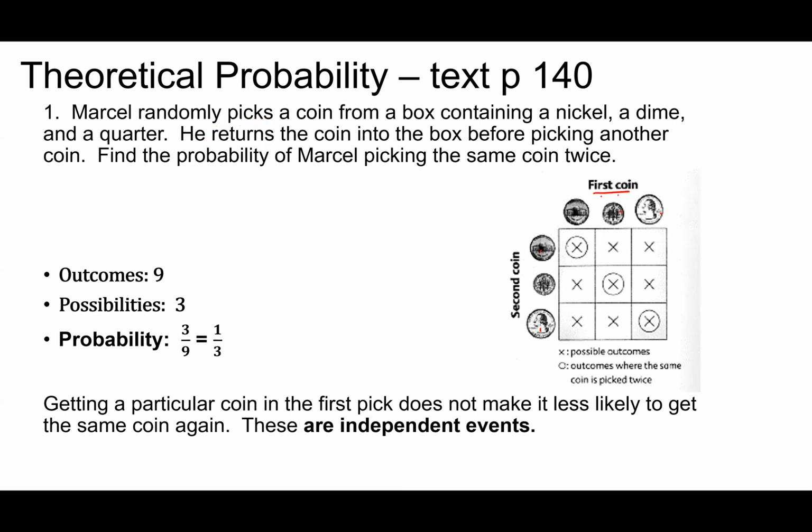So this represents the first coin, the first thing that I draw. So I can either have a nickel, dime, quarter. That represents the second coin that I draw, nickel, dime, quarter. This square represents that I drew a nickel and a nickel. This square represents that I drew a dime and then a nickel. This square represents that I drew a quarter and then a nickel. Does it make sense now? And so what they've circled is each of the outcomes where the same coins are drawn one right after the other. Okay.